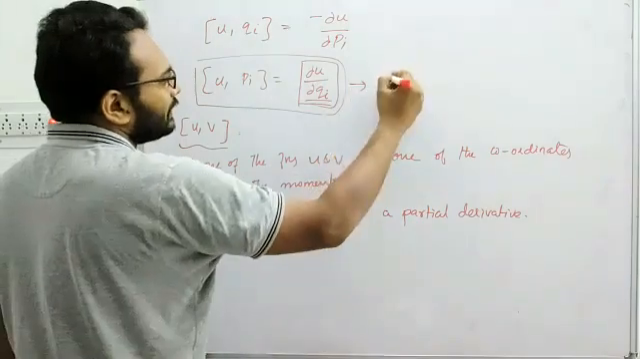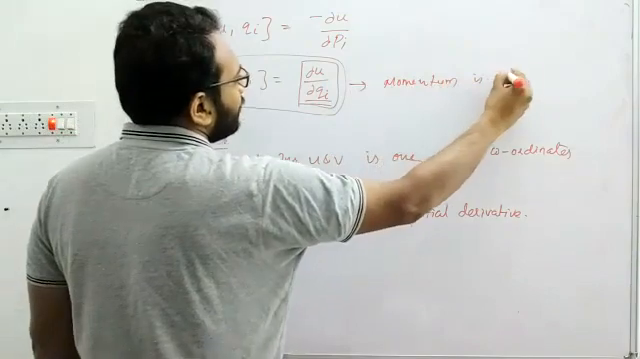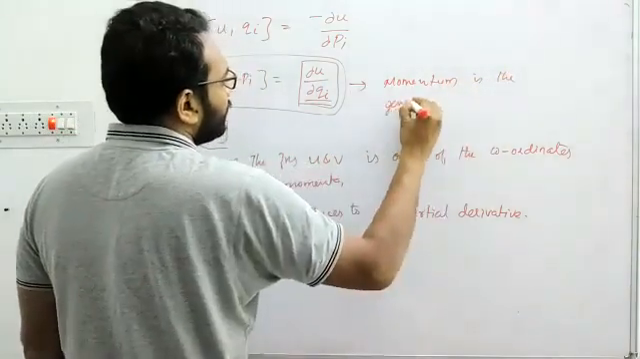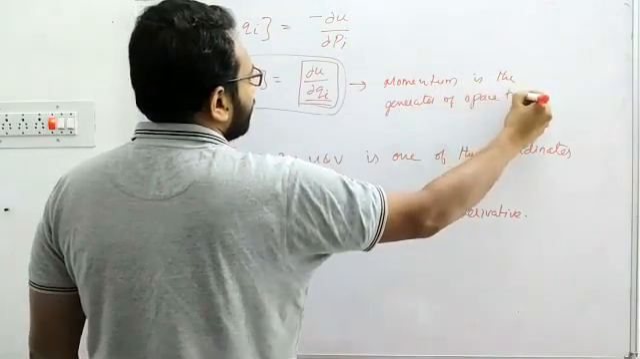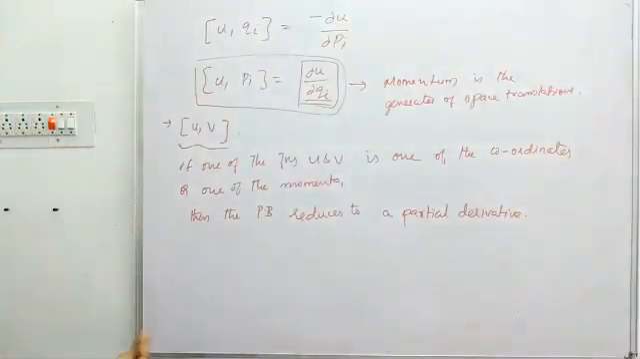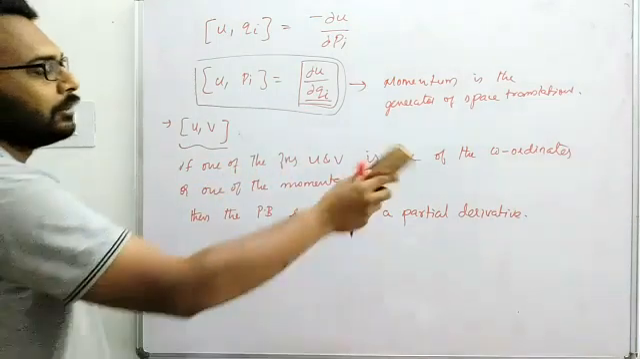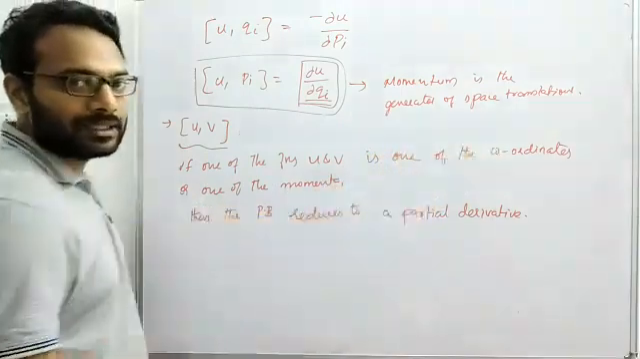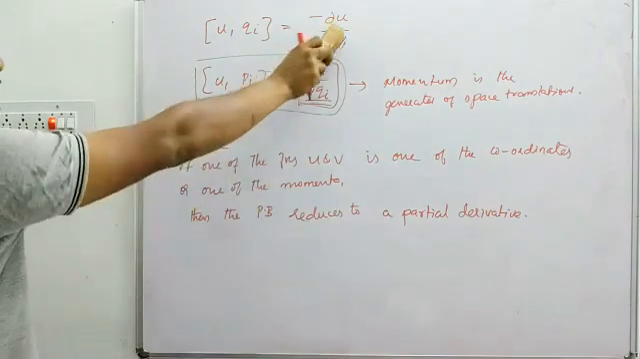So from here we can say that momentum is the generator of space translations. If it's an angular momentum, it will be a rotation, etc., but here we are talking about this momentum. We'll see these things in more detail when we discuss canonical transformations. So this is a good result that you can keep in mind.